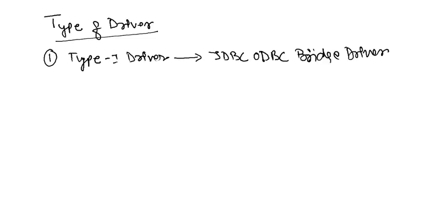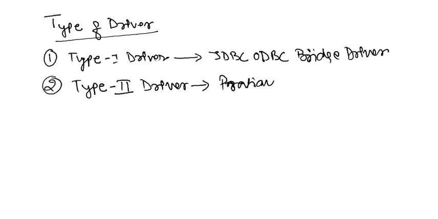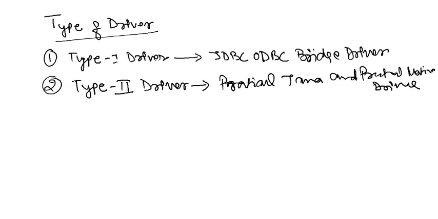I'm going to write the program on the basis of all of these drivers, and we will also do the configuration part. The type 2 driver is more famous by the name of type of drivers. The type 2 driver is the partial native, or partial Java driver. I'll be discussing it in complete detail too.